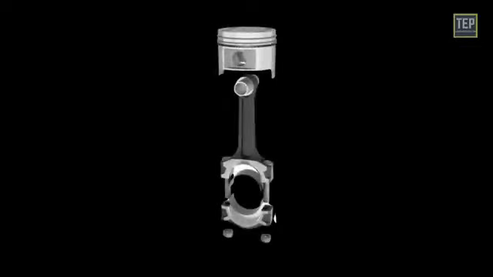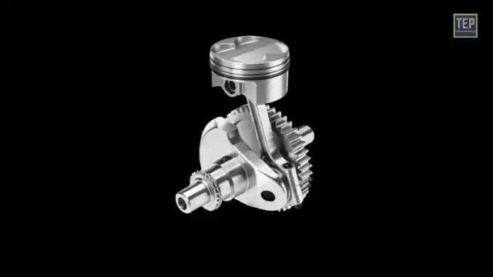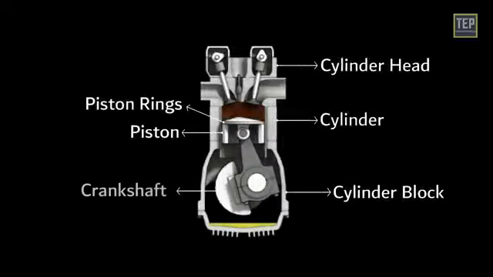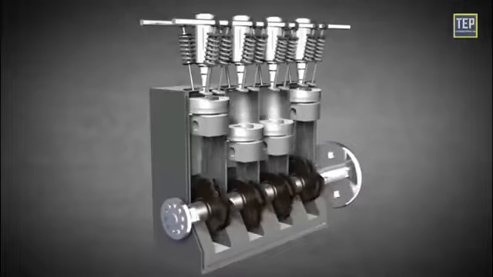The upper end of the connecting rod is called the small end, which carries the piston by means of a floating pin called piston pin or gudgeon pin. The lower end is called the big end of the connecting rod, which connects to the crankshaft through the crank pin. Crankshaft is a mechanical component used by a piston engine to convert the reciprocating motion into rotational motion.